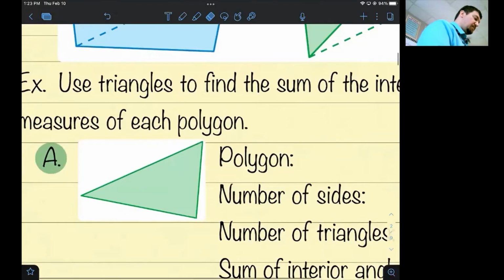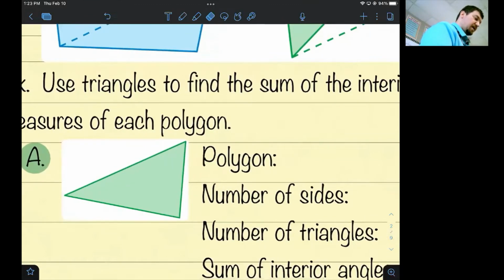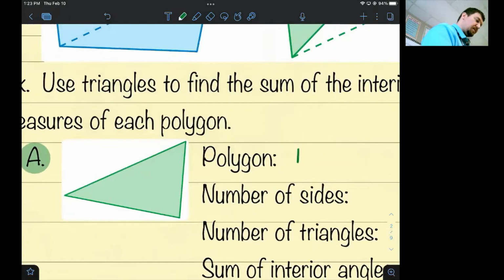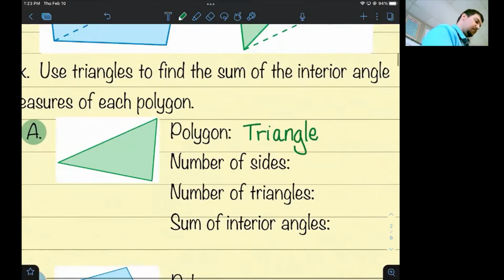What do we call this again, Owen? A triangle. So this is a triangle. Go ahead and write triangle. I'm going to try to use the same colors because I'm OCD like that. And how many sides are on a triangle? How many sides are on a triangle? Oh, thank you. I was going to say, we're going to be here a while.